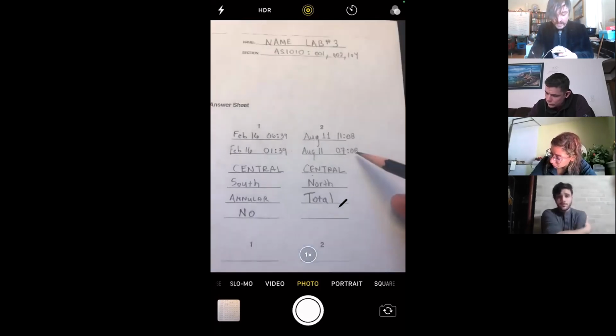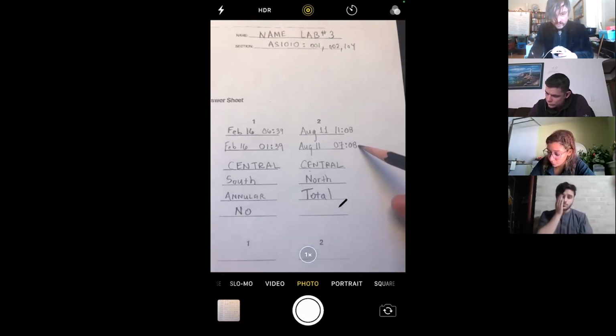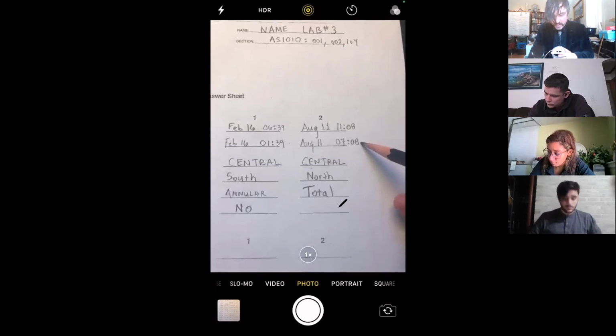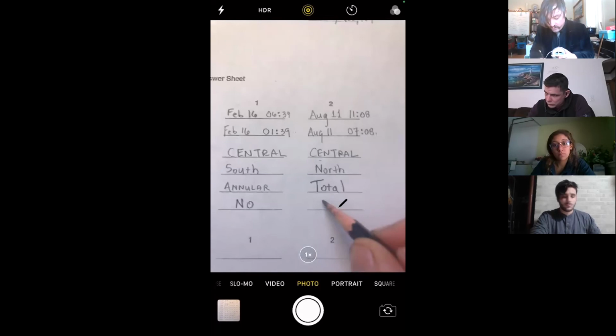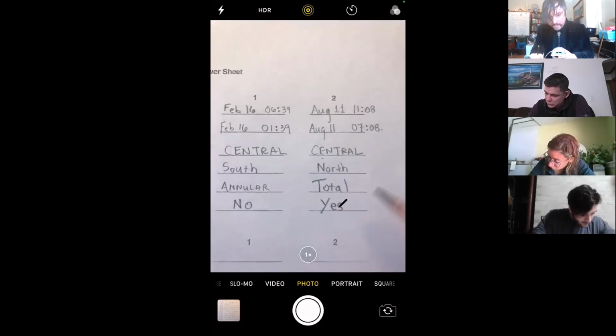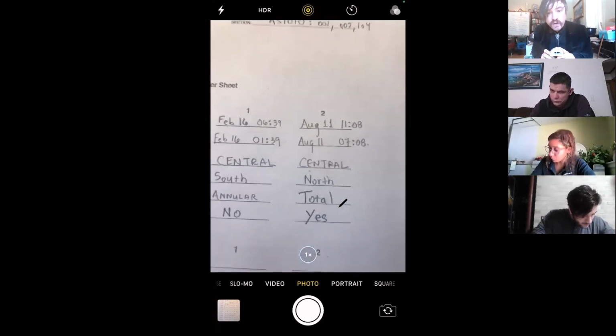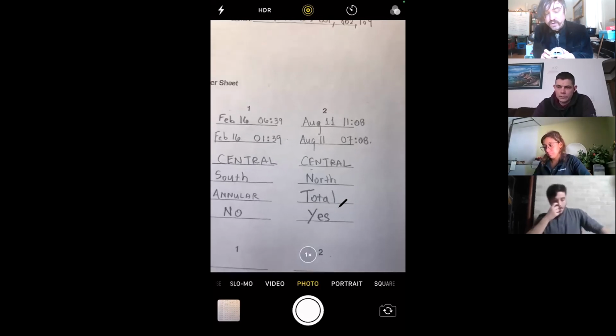Lastly, would it be in theory possible to see the solar eclipse at 7 a.m. in August? Yeah, I'd say you might be able to see the sun at 7 a.m. in August. Whether or not you would see the total or the partial eclipse would depend upon where you were on Earth.